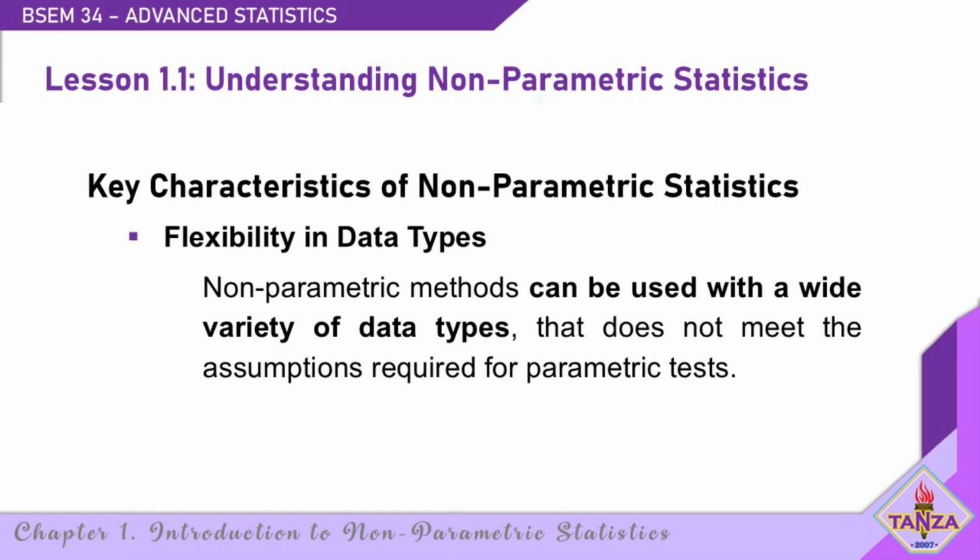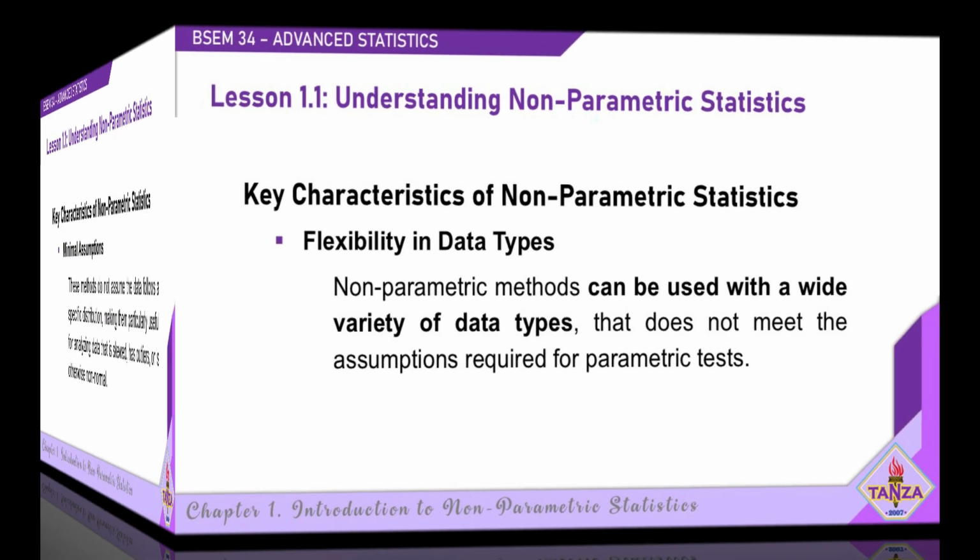Why is that useful? Let's say we have ordinal data, like rankings, first, second, third place. Categorical data, like types of fruits or favorite colors. Or even data that's not normally distributed, not shaped like a bell curve. We can still use non-parametric methods to analyze it. This makes them really flexible and helpful, especially when working with real-world data that isn't always neat and perfect. So in short, non-parametric methods don't need your data to fit into a perfect box. They're like the all-purpose tools of statistics, ready to work with whatever you've got.